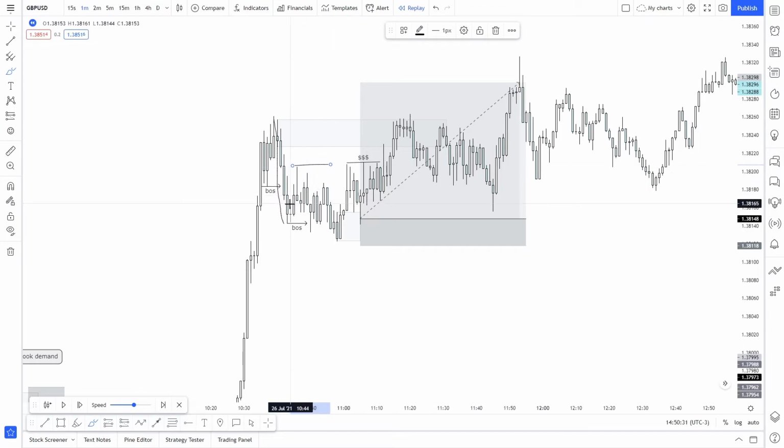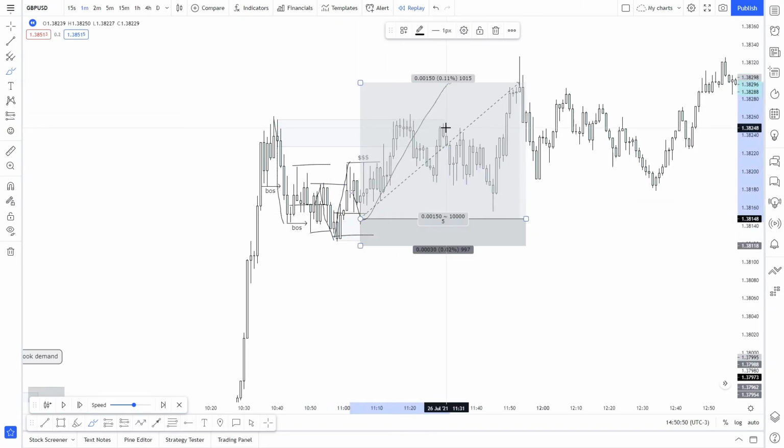We have a demand area somewhere in the middle of this. Price comes back up, mitigates it, causes another break of structure. Price comes back up, mitigates, basically breaks that supply area that we had. So that's pretty much a supply to demand flip, sorry. The cause is the extreme, comes back up, mitigates that, and goes up, right?